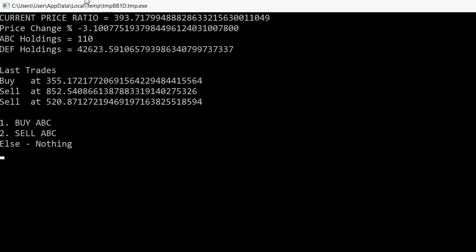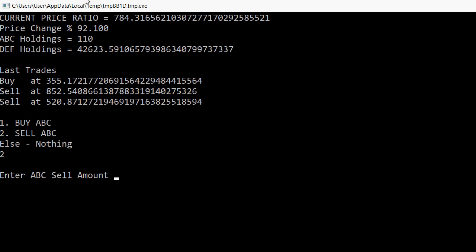So last trade at 355, did significantly lower or significantly higher. There it is. So sell. I got 110 available, so let's sell maybe 40.